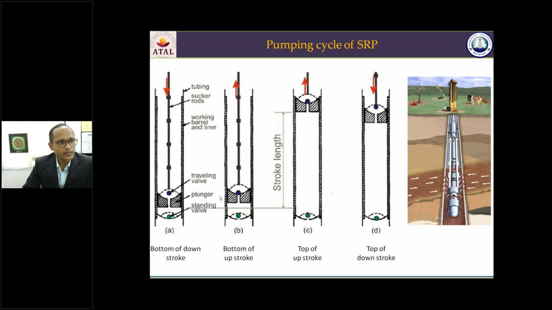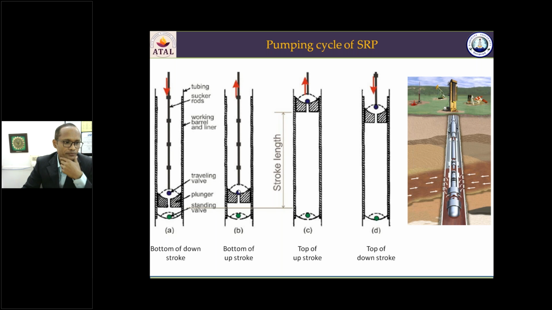So this is a pumping cycle. As I told you, there are different components. The working barrel is there. This working barrel is fixed to the tubing here. Inside the working barrel, we have the sucker rod string. The plunger is here. The traveling valve moves along with the plunger. There's a standing valve here. This point shows that the sucker rod string is moving down, the traveling valve is open, and fluid is collecting inside the tubing. This is the downstroke, and this is the upstroke.